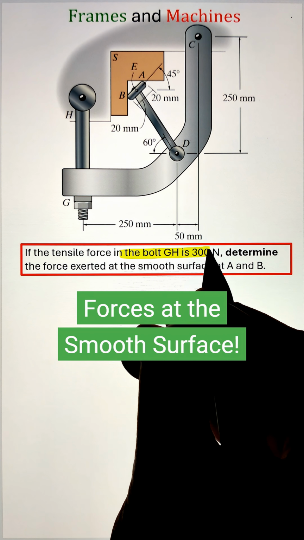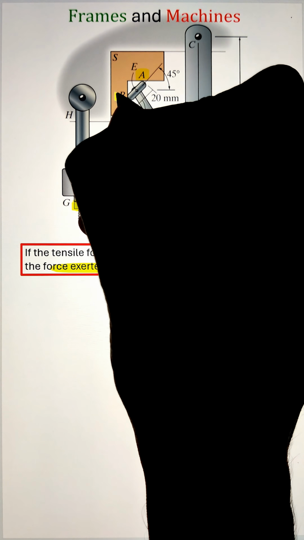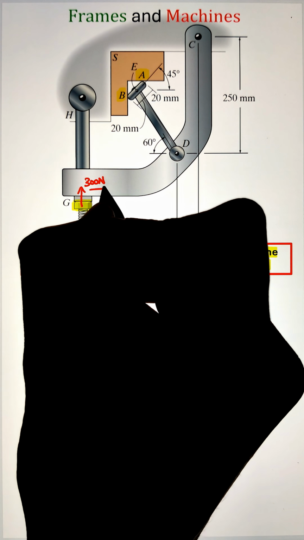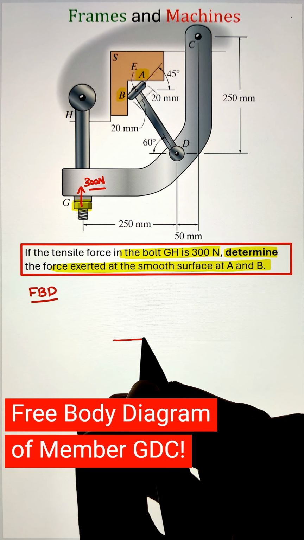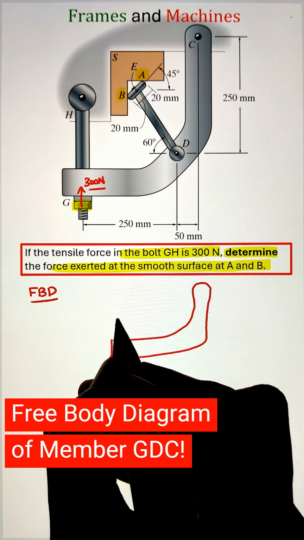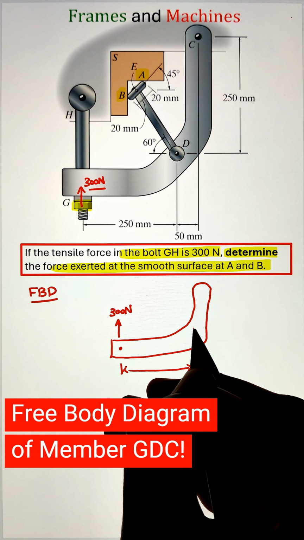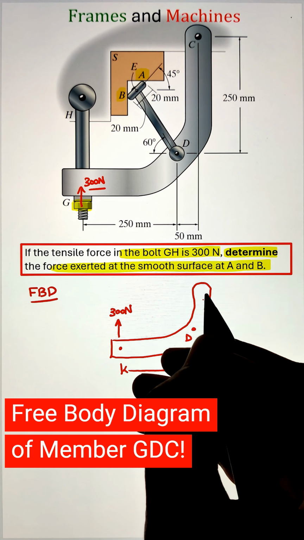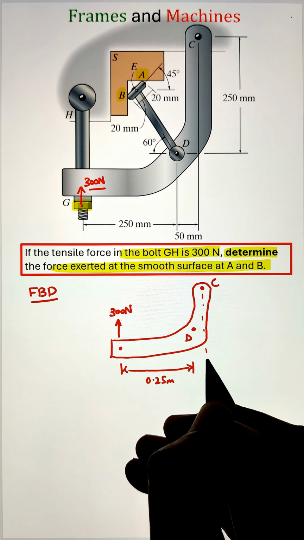In order to determine the force exerted at the smooth surface at location A and B, if the tensile force in the bolt GH is 300 Newton, we can figure out these support reactions by developing our free body diagram of the member GDC and listing down the external load of 300 Newton as well as the support reactions at pin joint C and D, whereas also identifying the distance between these two points that will be required to develop our moment expression.